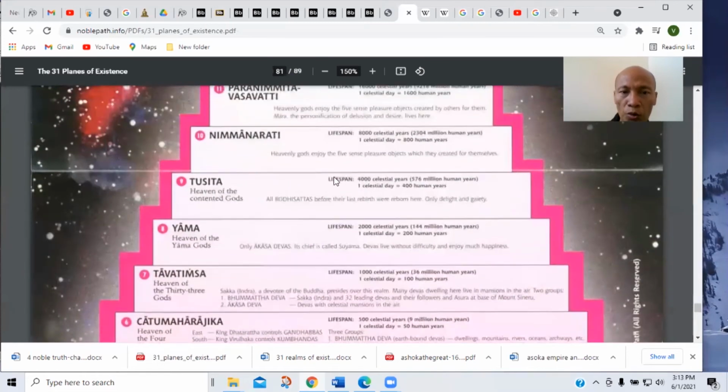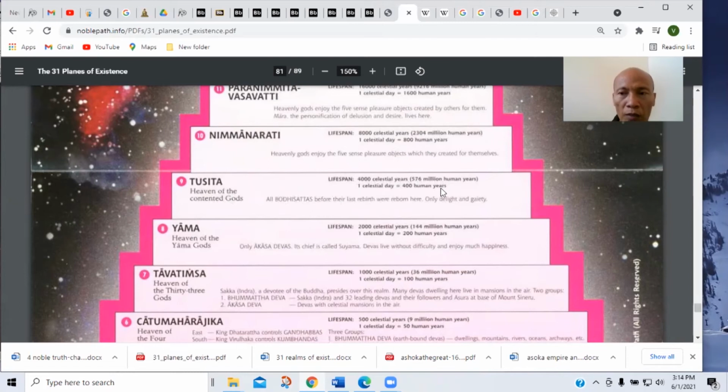The next one is Tushita, the heaven of the content gods. One celestial day is equivalent to 400 human years, and their lifespan is 4,000 celestial years. So in total, they have 576 million human years.